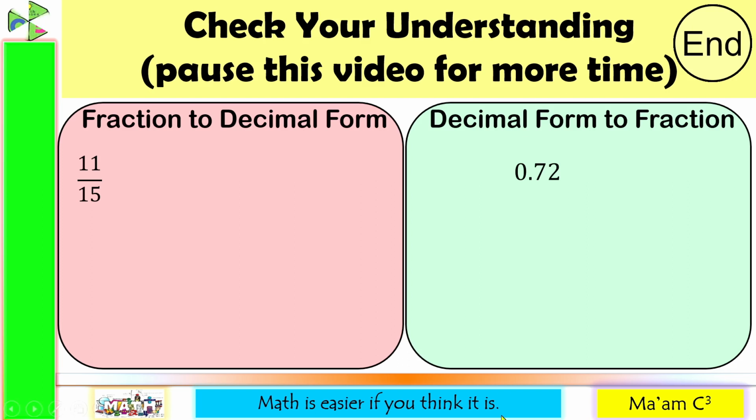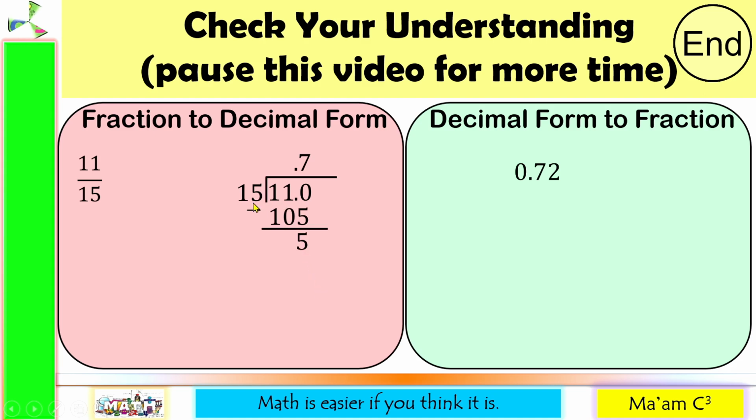Let us answer. Let us convert 11 over 15 to decimal form. So 11 divided by 15. Since 11 is less than 15, let us add 0.0 here. We have 110. How many 15s can we form in 110? We can form 7. Do not forget the decimal point. 7 times 15 is equal to 105. Let us subtract. 110 minus 105 is equal to 5.